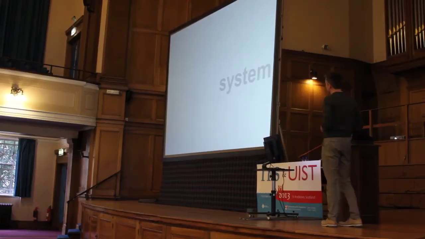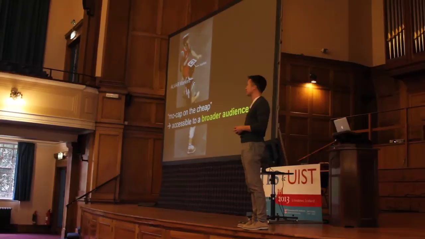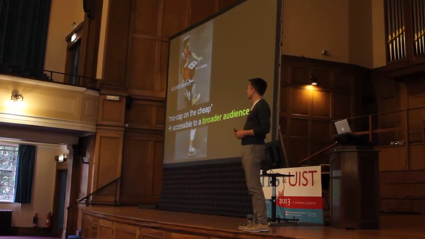So here's the system. As you would expect, the bottom layer of the system is a tracking system. We went through a whole range of different tracking systems. This is the one we're using right now, and it's designed to be really readily available. So if you're interested in building one of those, it's very simple. You get infrared markers, and we attach them to hats. We have an overhead camera.